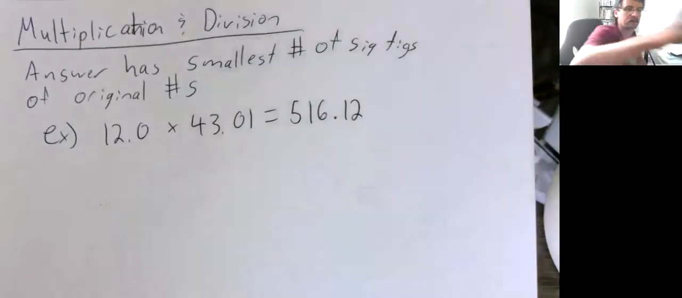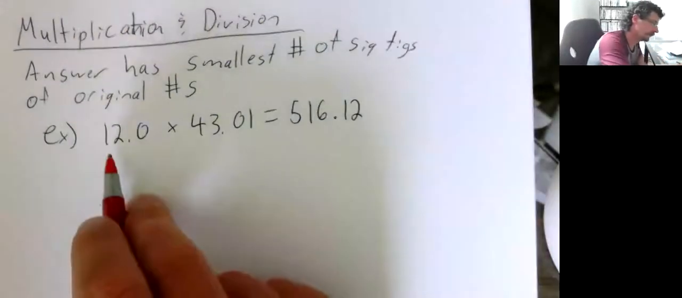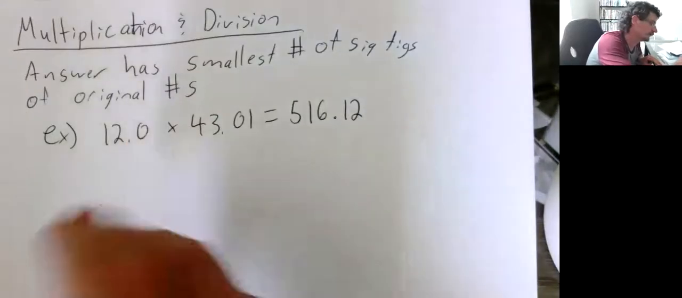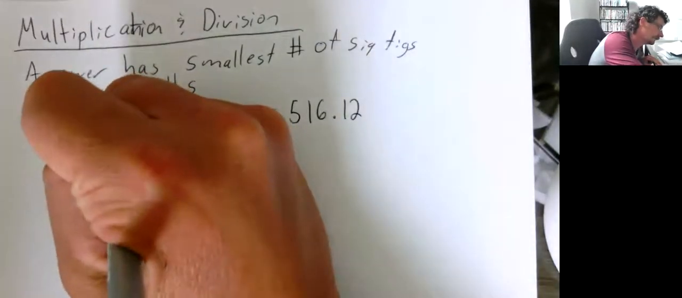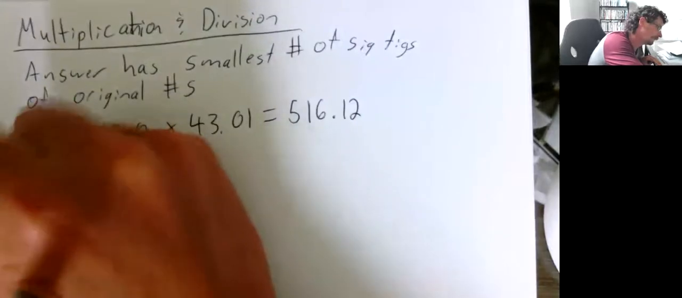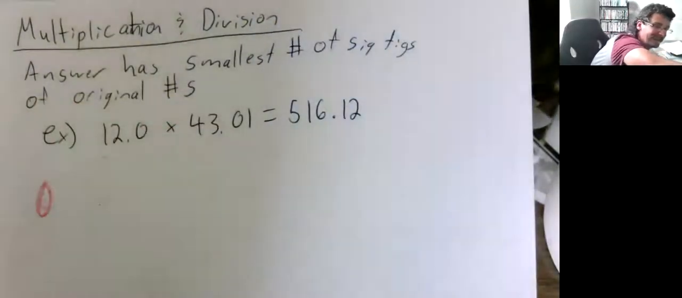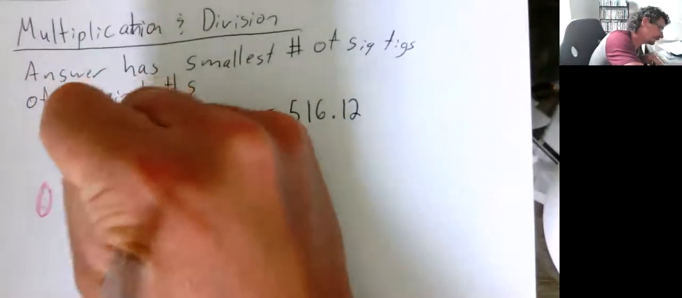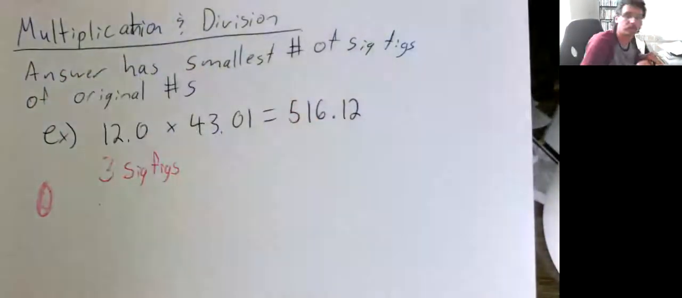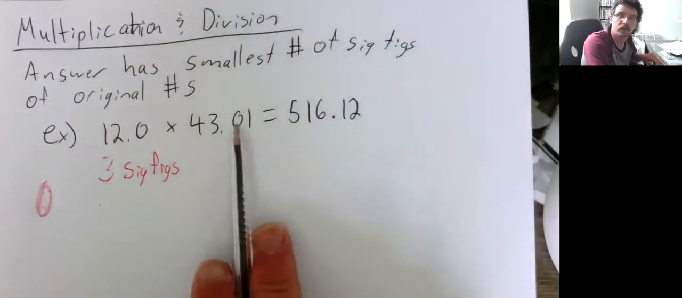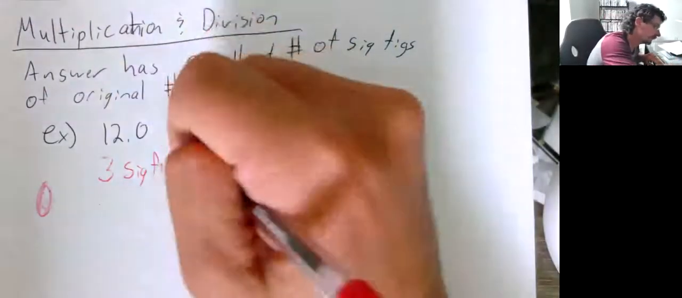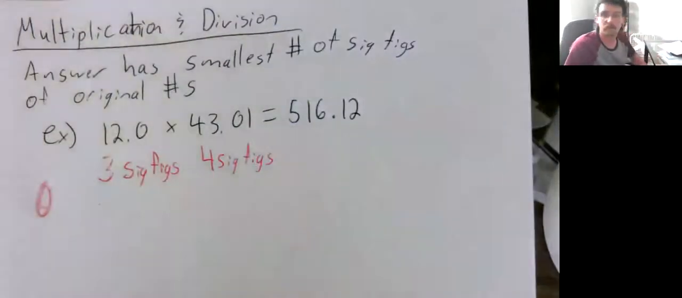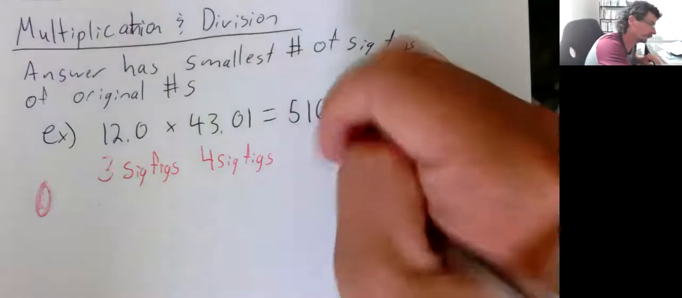Now, let's look at the sig figs of our original numbers. This number here, remember, zeros to the right are considered significant. So this has 3 sig figs. Whereas for this number, there's a 0 wedged in between 2 non-zero digits, so this guy has 4 sig figs. Therefore, our answer should have 3 significant figures.